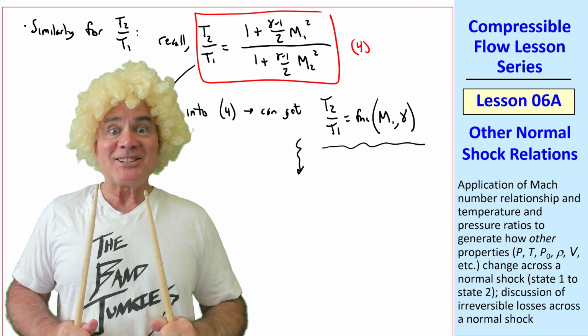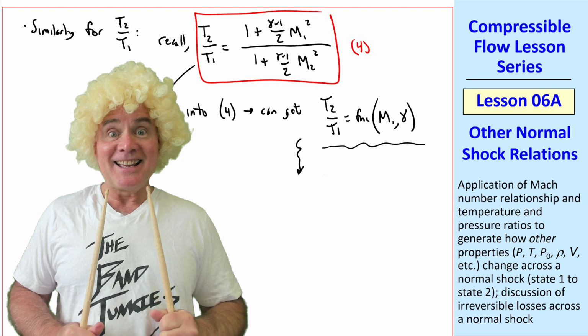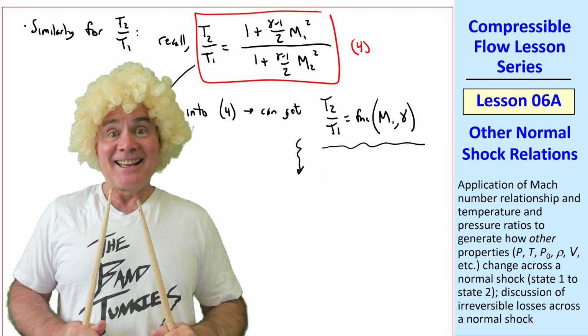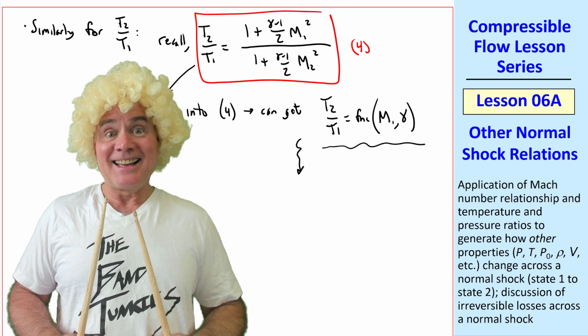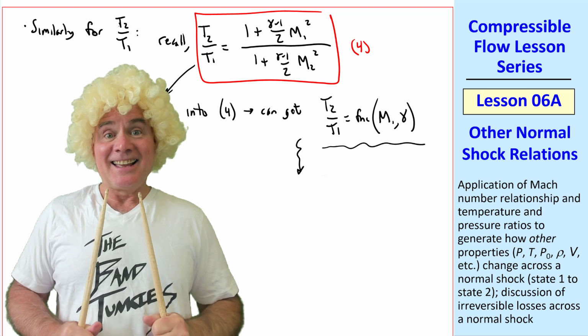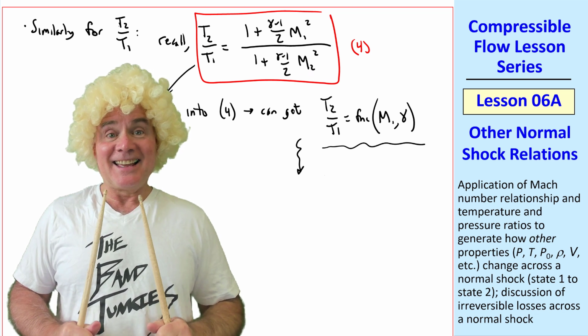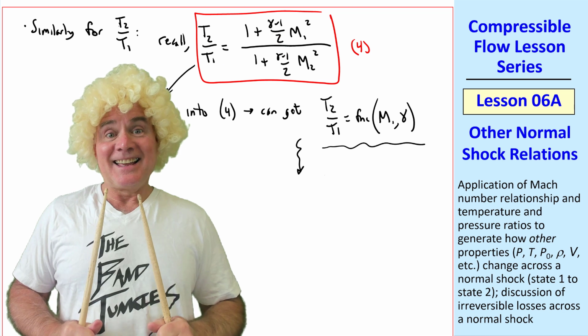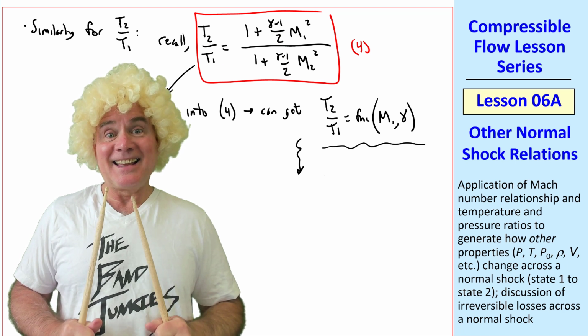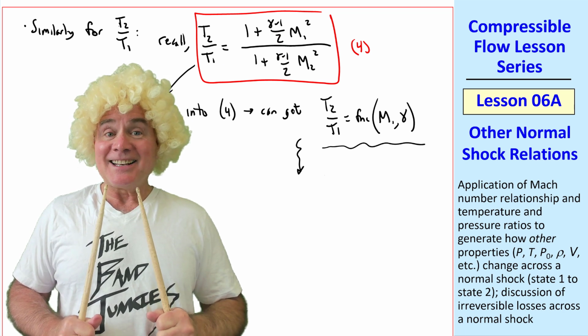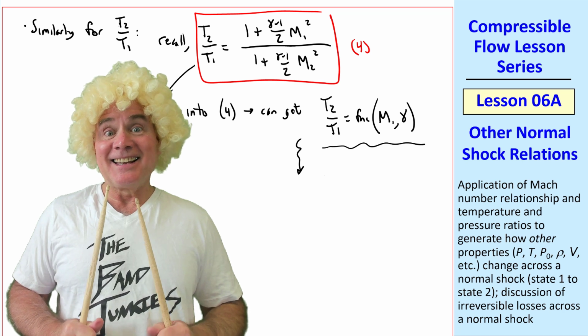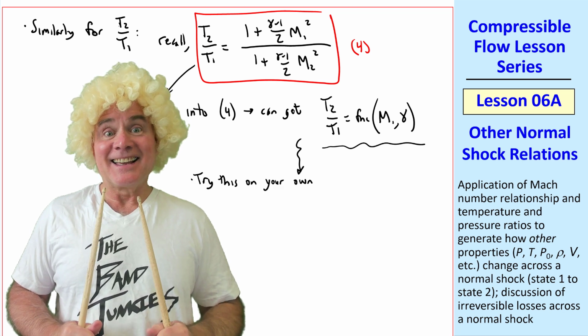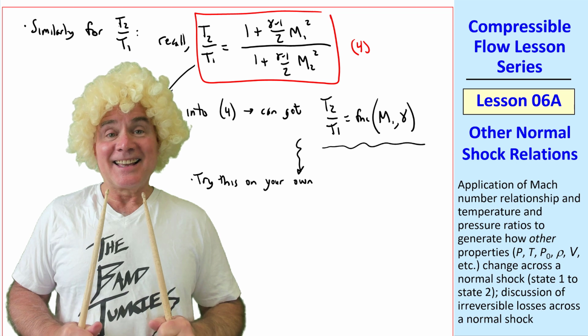Are you going to show us that equation? No, BJ, I'm going to leave that one for homework, but keep in mind that you don't really need it. You can always calculate M2 from equation 1 and then use equation 4 to get T2 over T1. Okay, I just thought I'd ask. It never hurts to ask. I'll just say try this on your own and leave it at that.